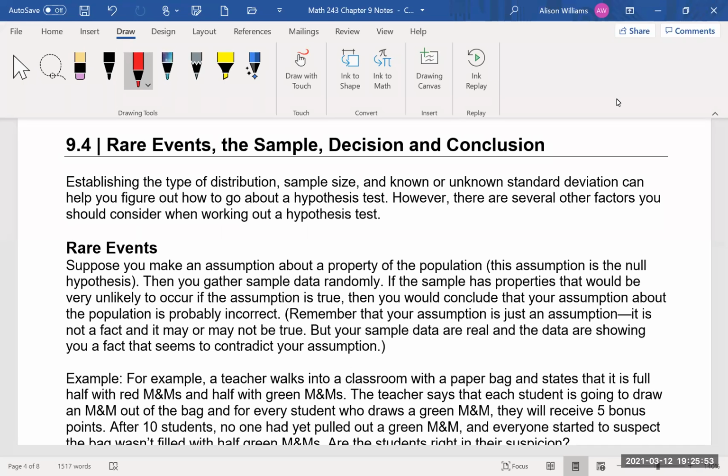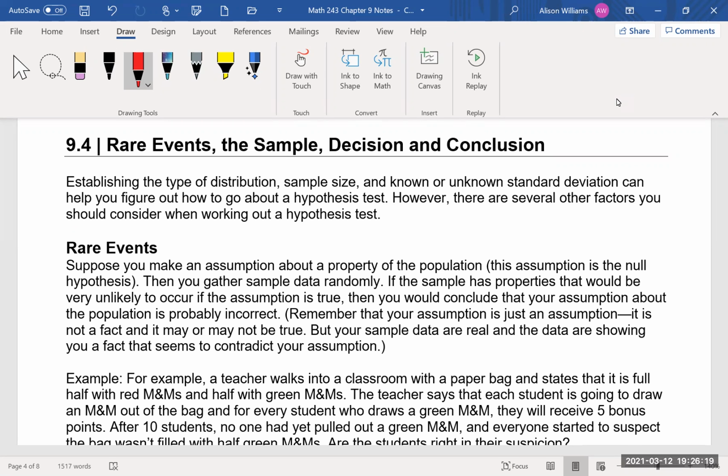In this video, we're going to talk about rare events and how to write conclusions for hypothesis tests. We're still not going to run the full hypothesis test. We're still diving into what it is and how to work it out. And we're going to use this idea of a rare event. When an event is rare, we can get something from that. A rare event happening starts to raise red flags.